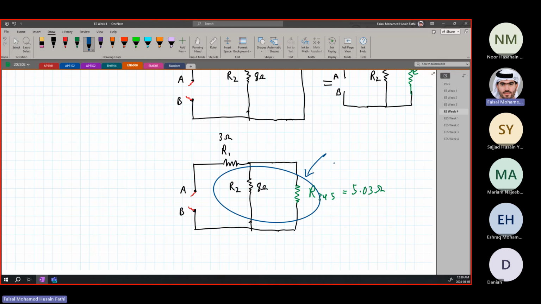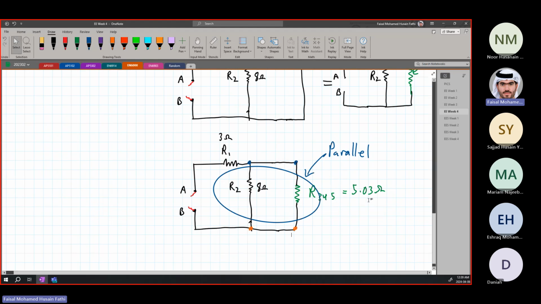Mariam, are they in parallel or are they in series? Exactly, excellent. Parallel. Why? Because we have two connection points. We have the connections here and here are their connections. So these are considered in parallel. So we could just start solving it now.